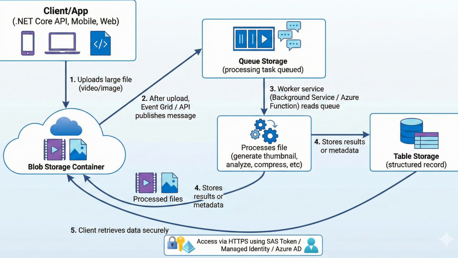In summary, this architecture supports high availability, async processing, infinite scalability, automation, and strong identity-based access, a perfect backbone for modern distributed systems built on .NET and Azure Cloud.